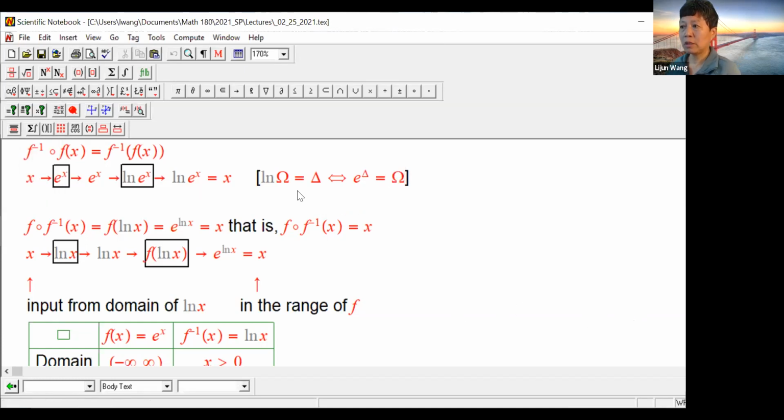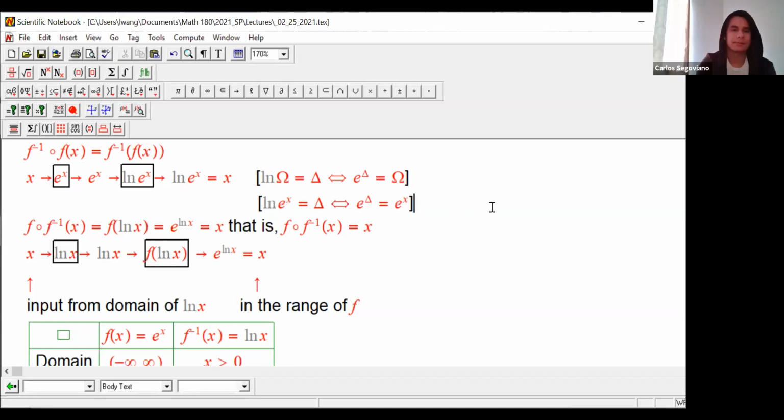Okay, so now this omega is e to the power x. So this needs to be e to the power x. And what should the triangle be? The triangle has to be x, right? Therefore, this is x. Did you get it? By definition. Did everybody get it?